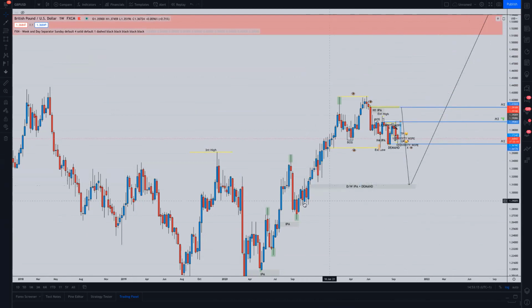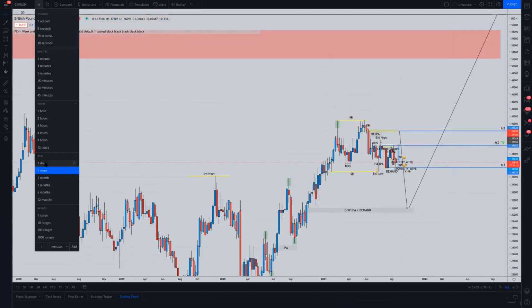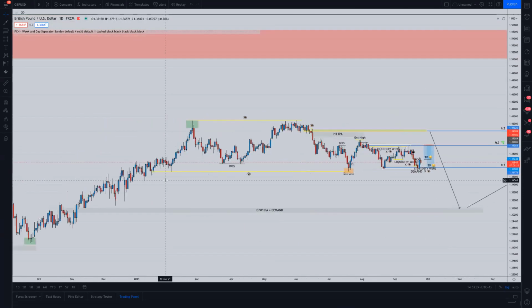Okay, so again, we lined up this IPA with this down candle. So we understand why we want to get in here on a weekly. So for that to happen, we need various other things to happen and line up also. So now drop it into the daily.